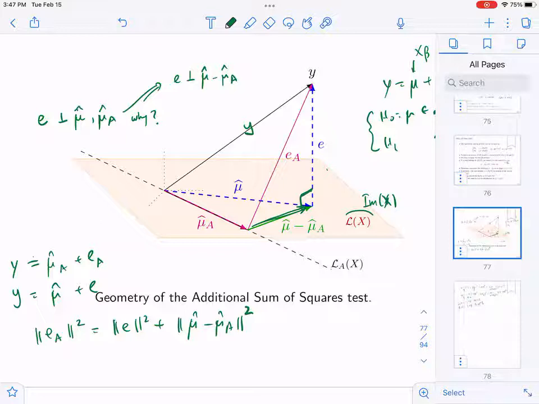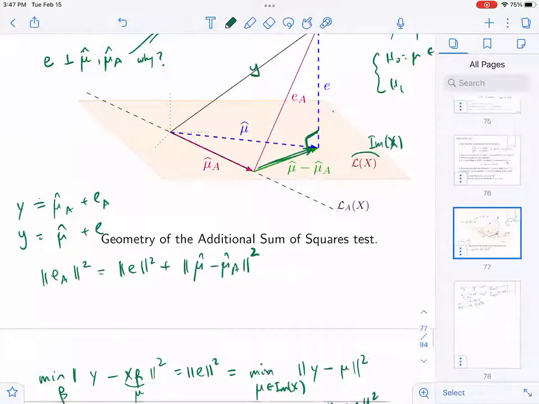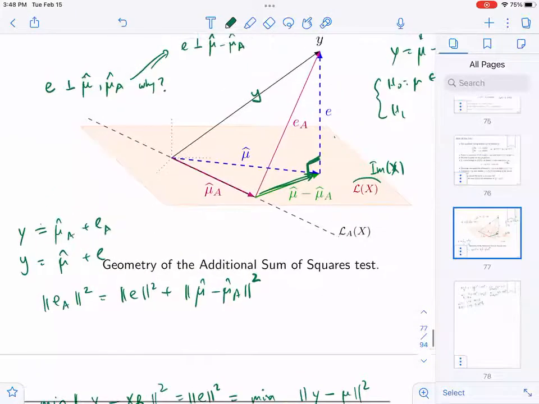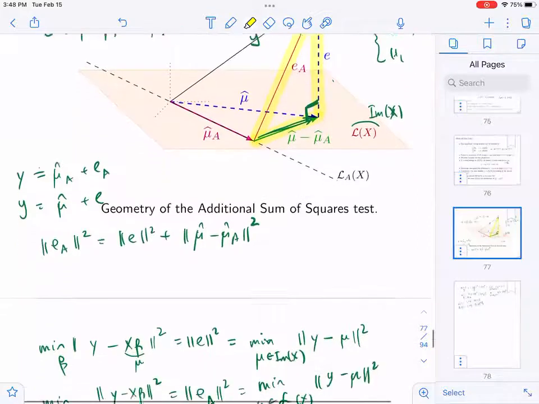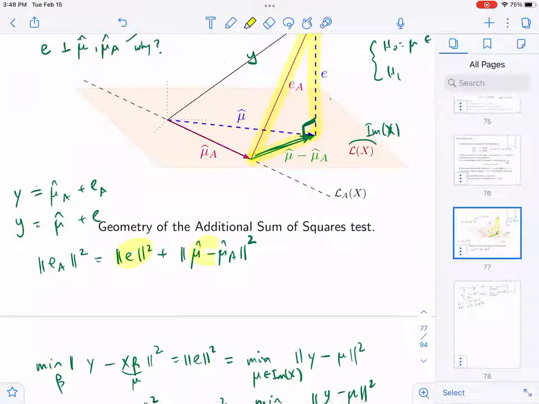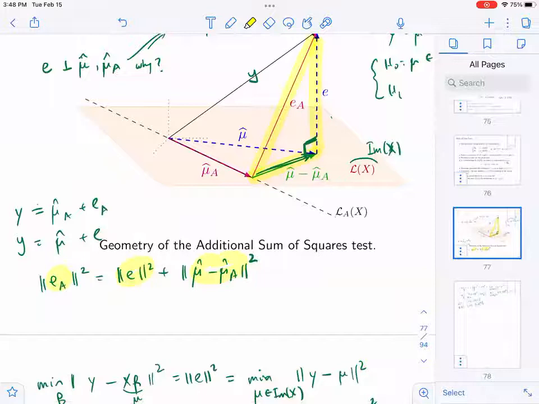Orthogonality works like this: if you're orthogonal to two vectors, then you're orthogonal to any linear combination. So this is a right angle. If you look at this triangle, you can write a Pythagorean theorem, which says that the size of E squared plus the size of mu hat minus mu hat A squared is the size of EA squared. This is easy, or you can expand. Basically, EA is mu hat minus mu hat A plus E. From the picture, you can see that.